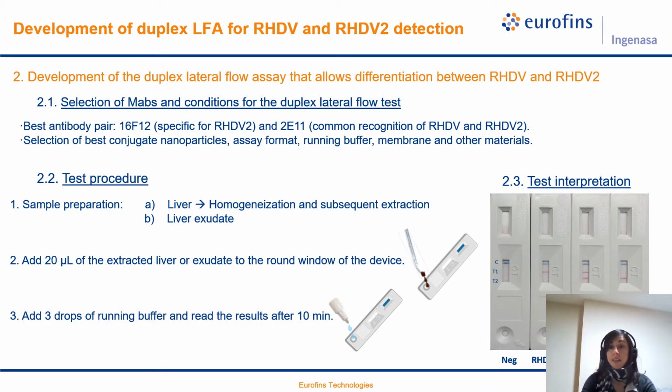For reading the test, we have here on the right an example. When the sample is negative, only the control line, the blue one, appears. If the sample is positive for RHDV, the control line, but also the T1 appears, the red line in the middle. And then if the sample is positive for RHDV2, the 2 test lines appear, T1 and T2, but if the sample contains low viral burden, only T2 line appears.